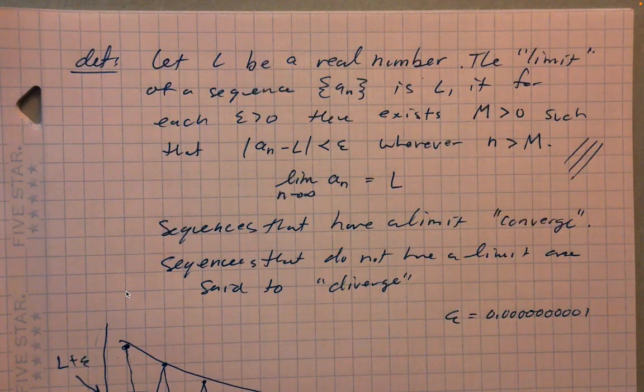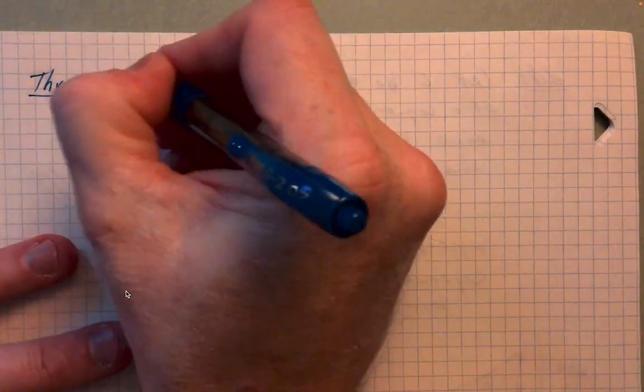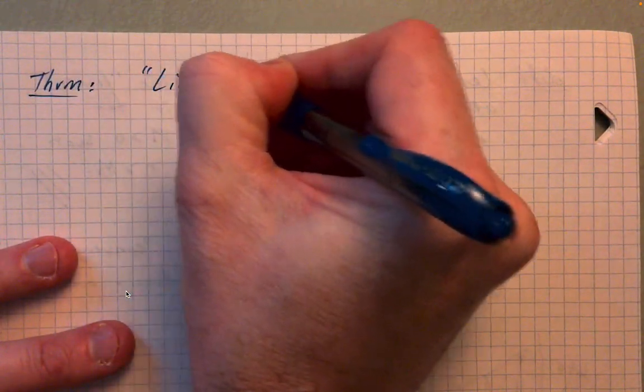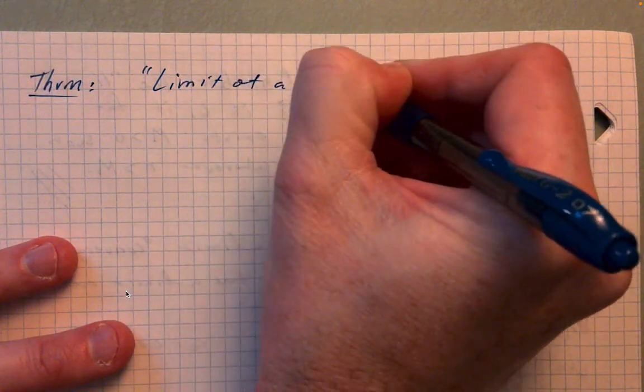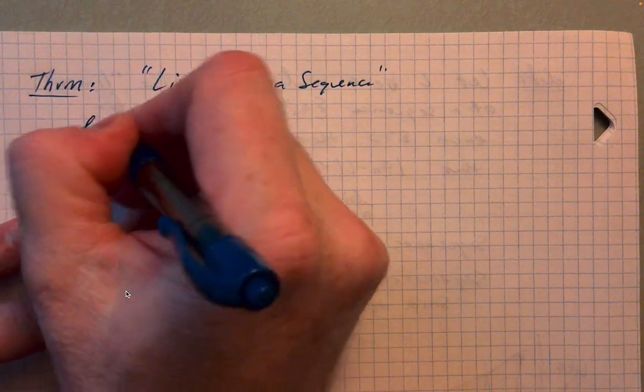All right, so let's start discussing some properties here. The first one is the following. This is more of a theorem. This is the limit of a sequence. Okay. So let L be a real number.